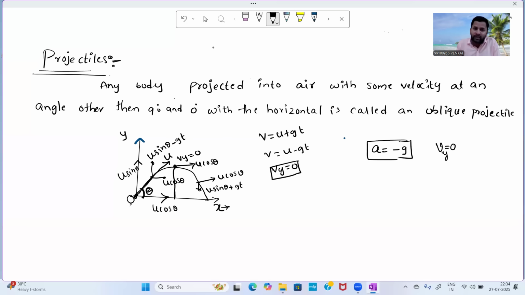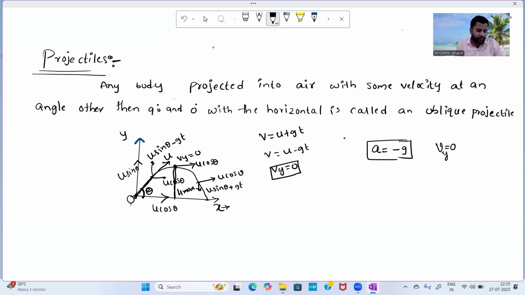So where the final velocity will become zero, that height is called the maximum height. What is that? Maximum height, right? So these are the components we have written. Now step by step we can discuss, at every instant, what is the magnitude of velocity and what is the direction of velocity, and we can find the trajectory of this projectile. One by one we can discuss.